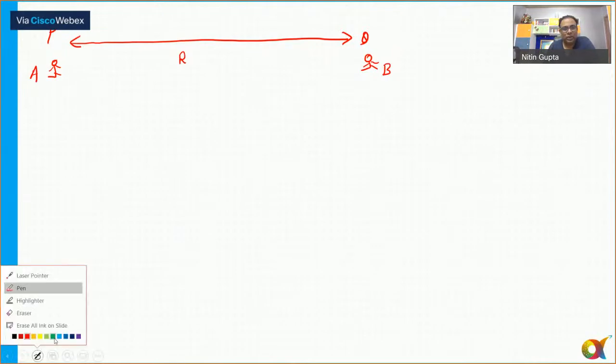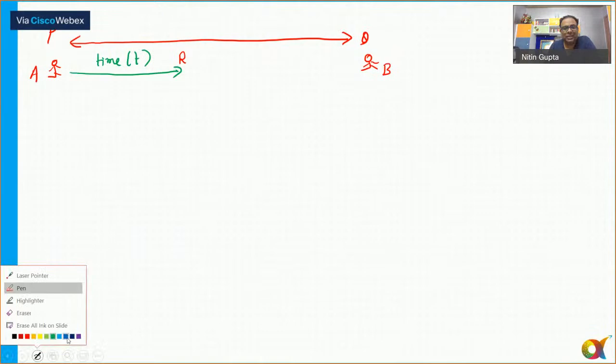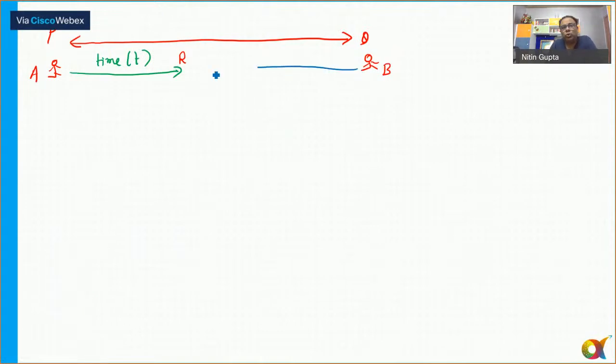Let me draw here. Person A reaches from P to R. What is the time taken by this person? Let's say the time is T. In the same time, the other person reaches from point Q to point R, and they meet at point R. The time taken by this person is also T. Both persons started at the same time, so wherever they meet, the time will always be the same here.